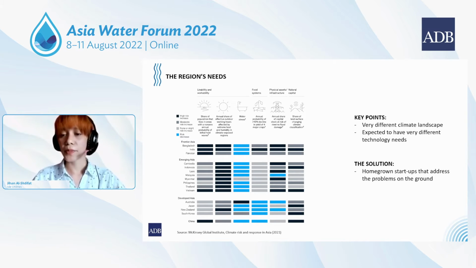So the key point from the previous slides is that we have a very different climate landscape, and we expect the technology needs to be very different depending on the region. That means that the solution needs to be customized, or the solution would understand what happens on the ground, and we need to look inwards towards homegrown startups that are actually designed to address the problems happening firsthand.